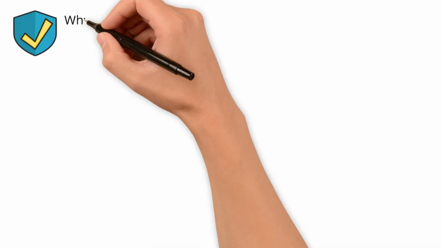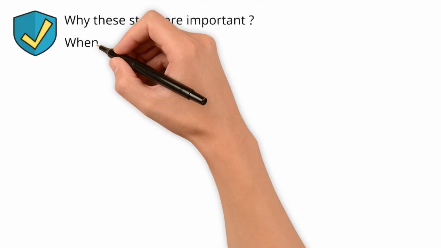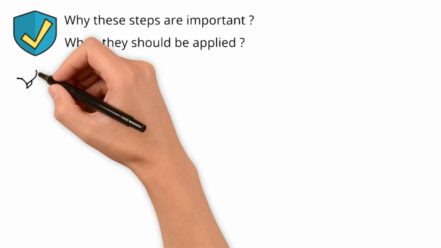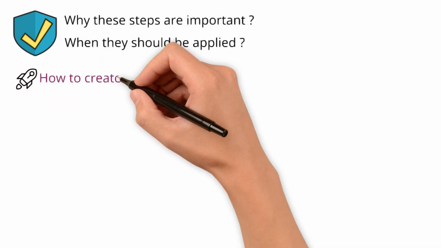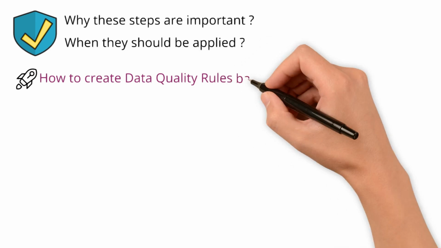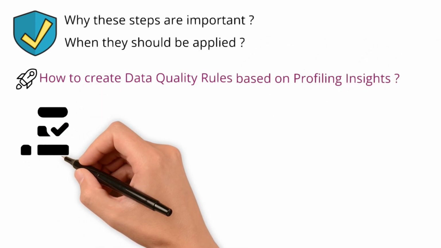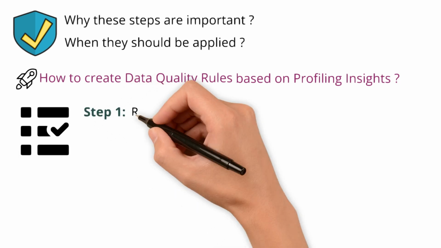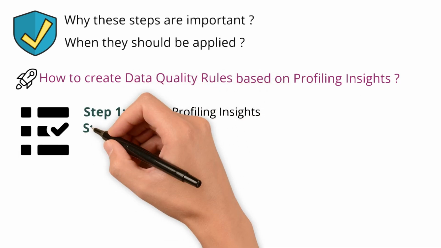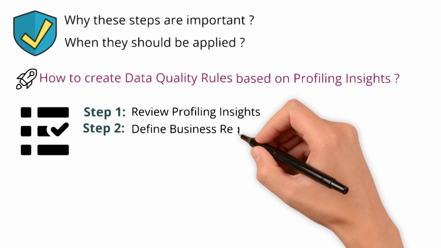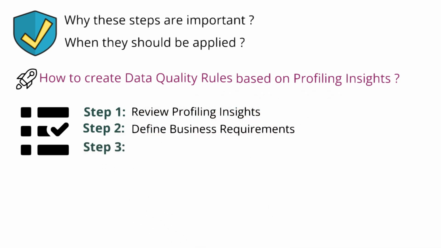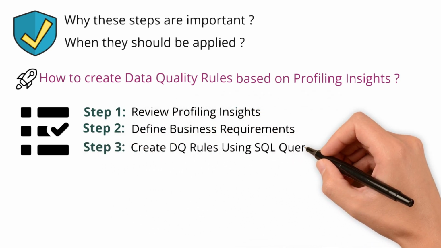All right. Now that you understand why these steps are important and when they should be applied, let's dive into our main topic, how to create data quality rules based on profiling insights. Here's a simple breakdown of the process. Step 1, review profiling insights. Step 2, define business requirements. Step 3, create DQ rules using SQL queries.